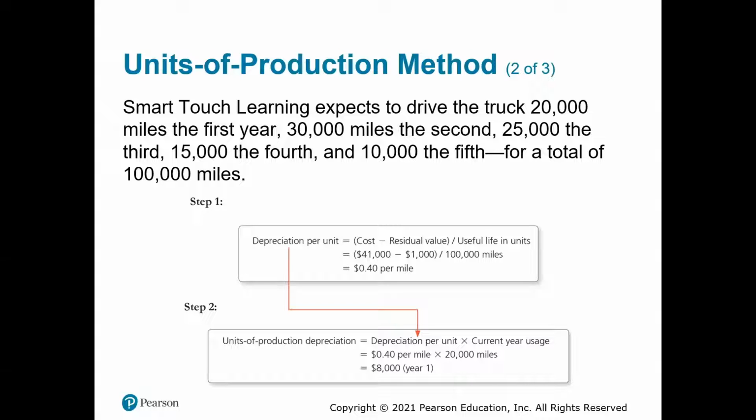First step is to compute the depreciation per unit of use. In this case, the asset is expected to have a useful life of 100,000 miles. The depreciable cost of the truck is $40,000. So the truck will be depreciated 40 cents per mile for every mile driven.